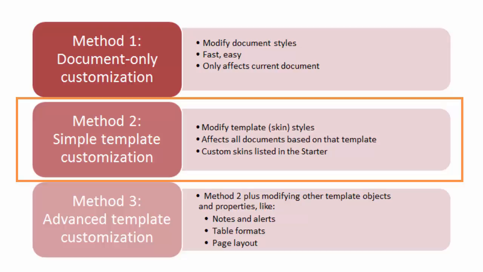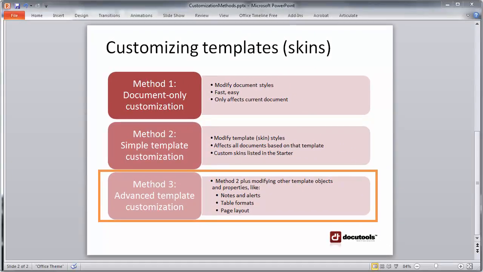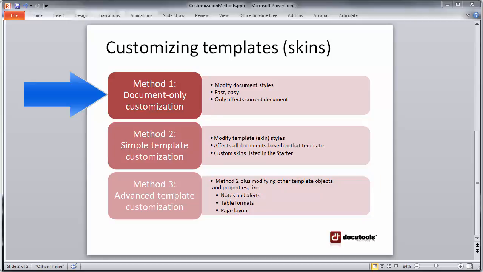Method three is more of method two, but a bit more advanced in the sense that you're going beyond just the style sheet and actually making some modifications to other objects and properties, such as the notes and alerts, table formats, and even page layout properties, such as the page orientation, margins, and things like that. We're going to focus on method one, the document-only customization, to start.